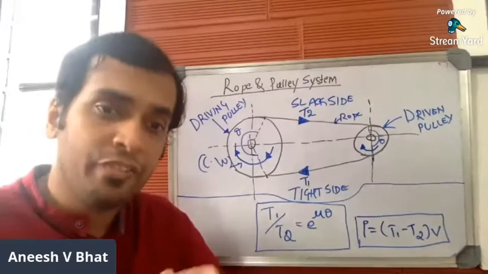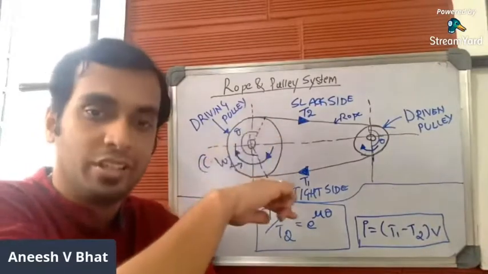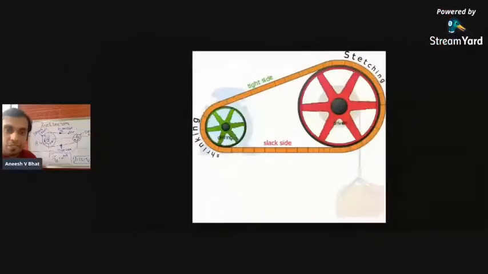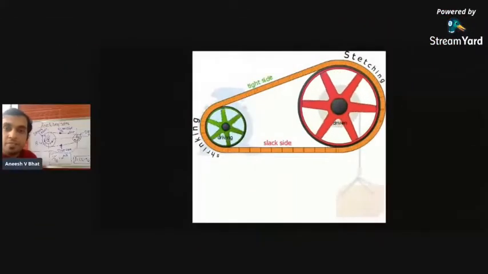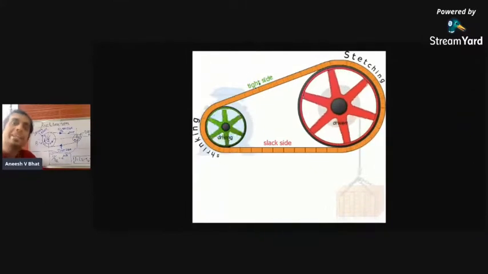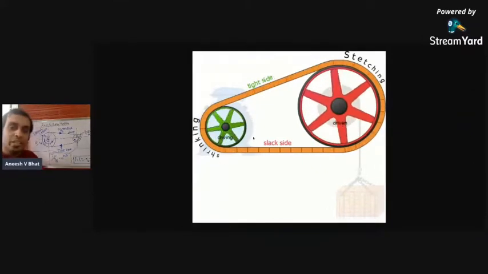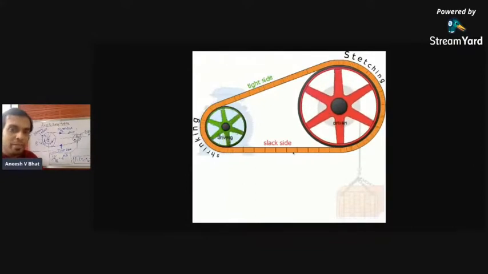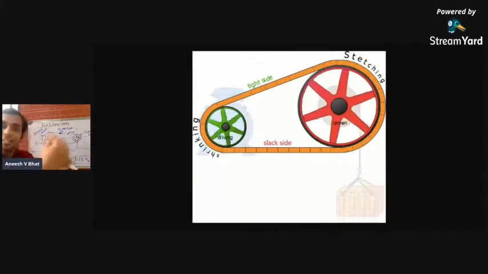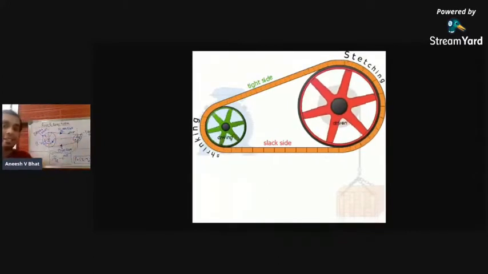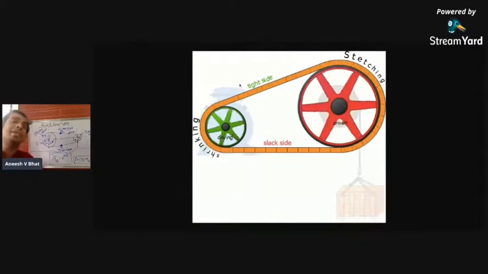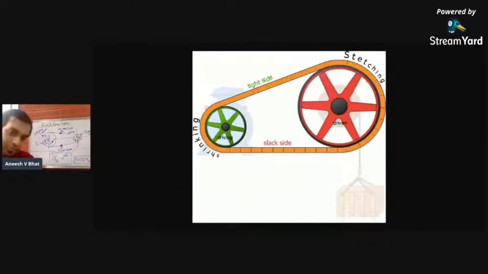Similarly, if driving pulley rotates in anti-clockwise direction, in this way, if you can observe here, the driving pulley rotates in anti-clockwise direction. So the upper side is being pulled and the lower side is being pushed. The side which is being pulled is called the tight side, and the side which is being pushed is called the slack side. So here the driving pulley rotates in anti-clockwise direction, so the upper side becomes the tight side and the lower side becomes the slack side.